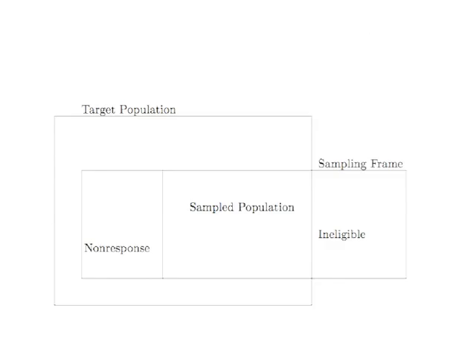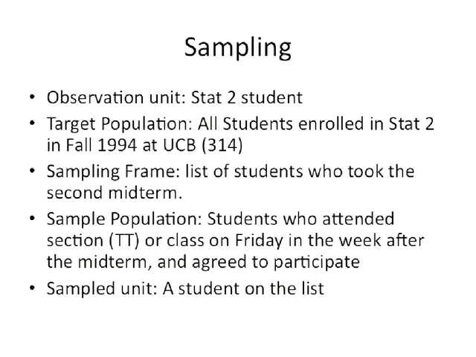So we just filled this one out, and we can now go through all of the pieces. The observational unit are the Stat 2 students. The target population are all students enrolled in Stat 2 in fall '94 at Berkeley. There's 314 of them. The sampling frame is a list of students who took the second midterm.